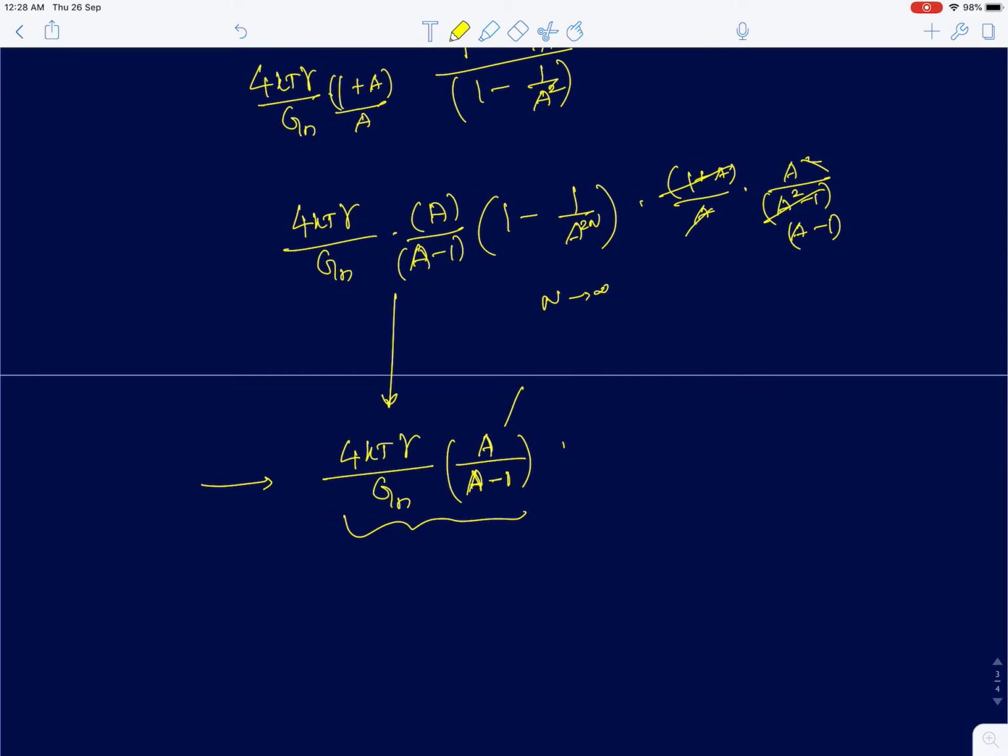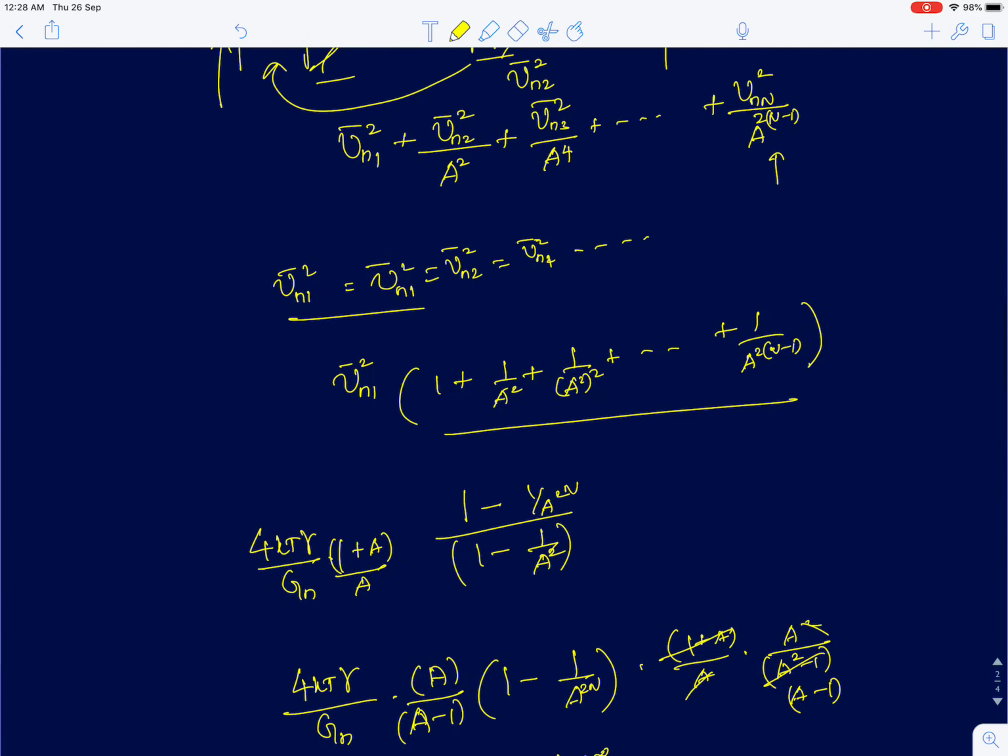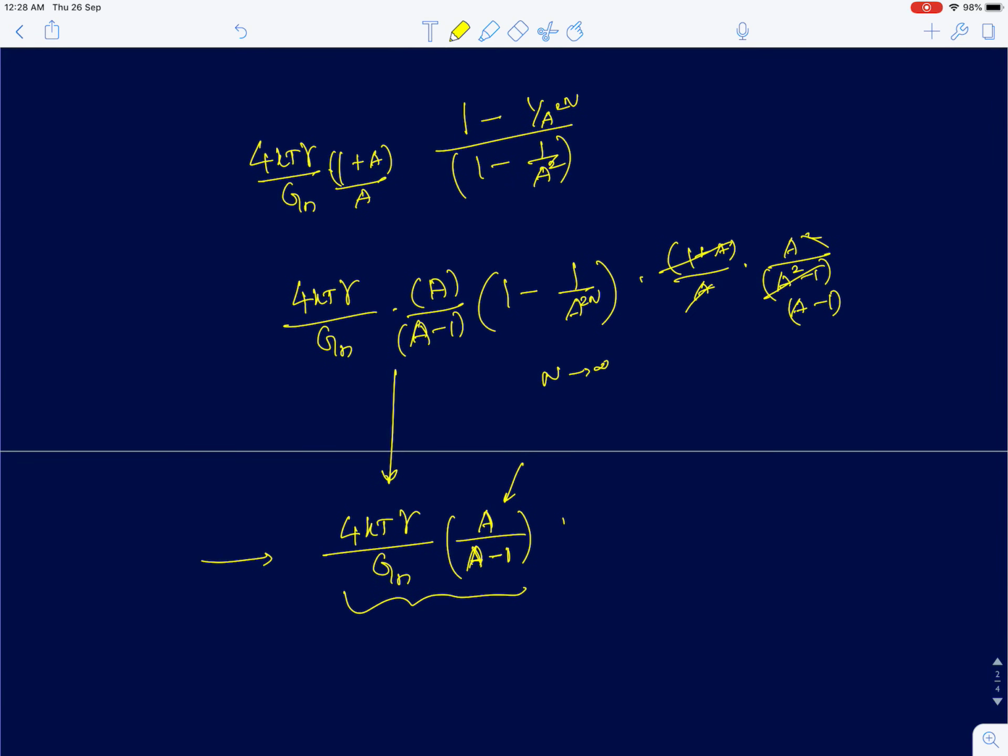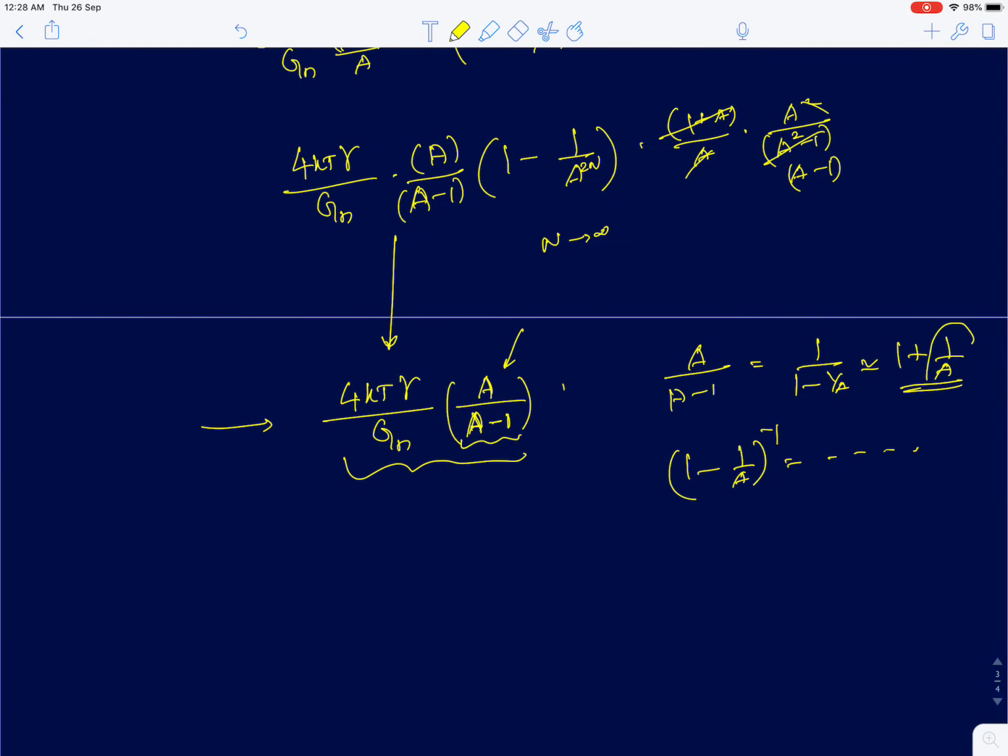It's actually 4 kT gamma by Gm into, the first stage noise is actually 4 kT gamma by Gm into 1 plus 1 by A, which is A plus 1 by A. Now this term also, if the gain is sufficiently large, we can very easily show it approaches the first term. So A by A minus 1 can be approximated as 1 by 1 minus 1 by A. This can be approximated as 1 by 1 plus A for small values of A. It will be 1 by 1 minus A, the whole inverse. Okay, it will be a big series, but it can be approximated to 1 by 1 plus 1 by A.